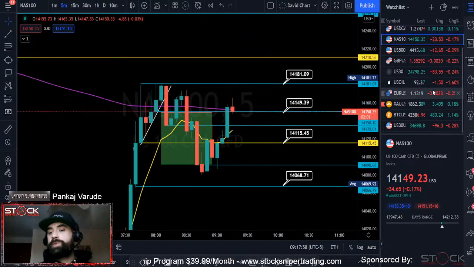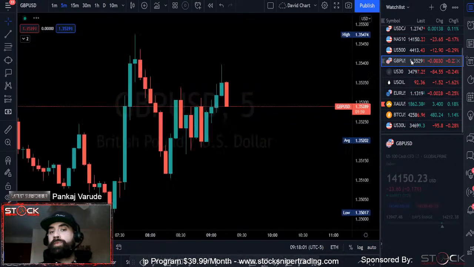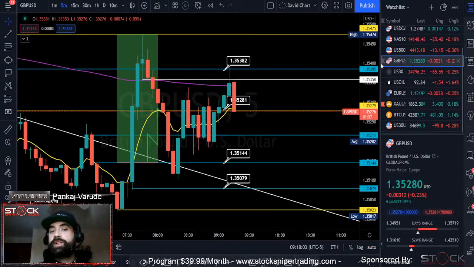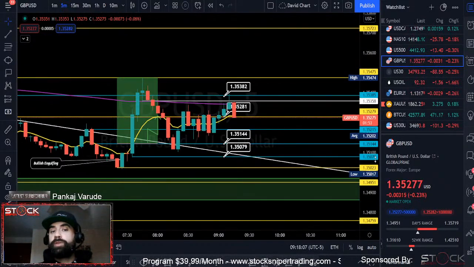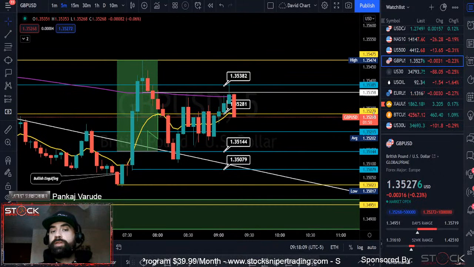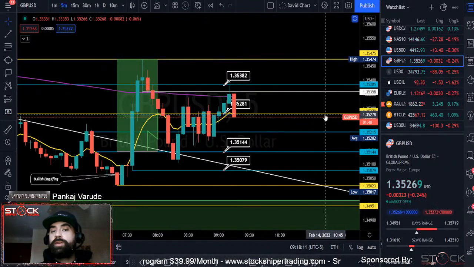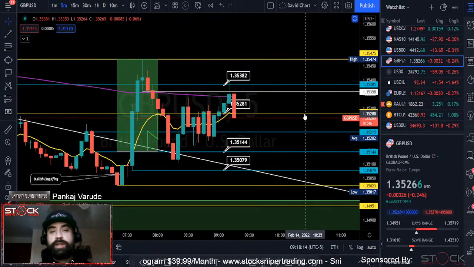Check GU. Okay, guys, we'll check GU. So GU is getting resisted and rejected at the 200. This is what we're looking like on GU. Not really looking to trade anything right now.